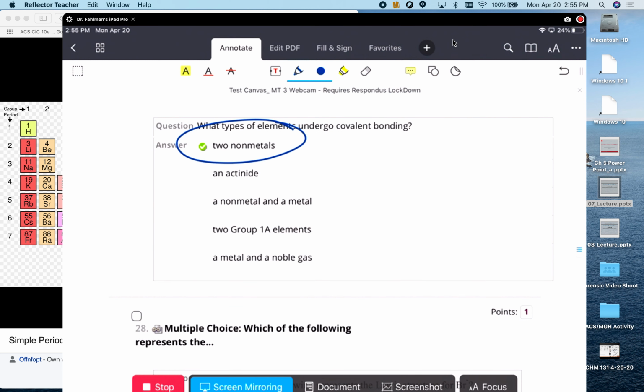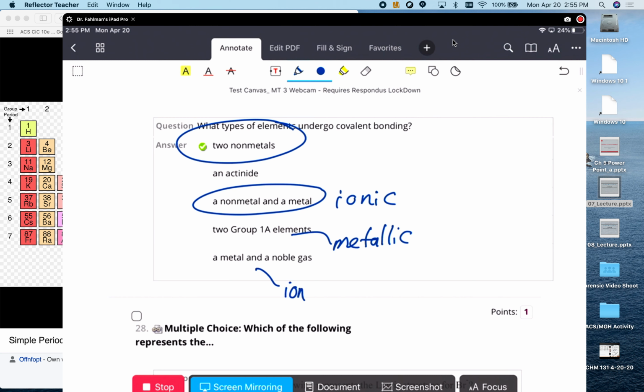Covalent bonding, so just a definition, so two nonmetals, okay? So this would be ionic. If you have two metals, that's really just metallic bonding. A metal and a noble gas really would be, that's a tough one. That's probably going to be more ionic than anything.